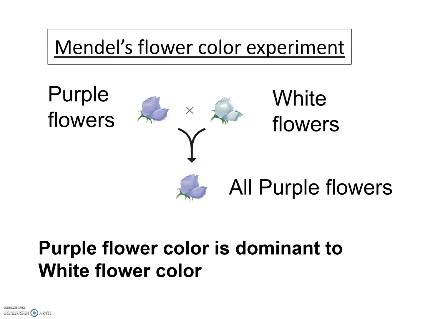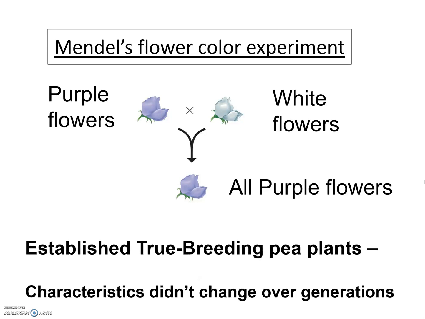That does not necessarily mean purple is better or worse. It just means in genetics, when you cross purple with white, the purple color is going to overshadow the white color for the flowers. What Mendel did is he established some true breeding plants. By breeding purple flowers over and over, he would get lines of true breeding pea plants that would always produce purple flowers. He did the same thing with pea plants that had white flowers. Their characteristics did not change over generations.